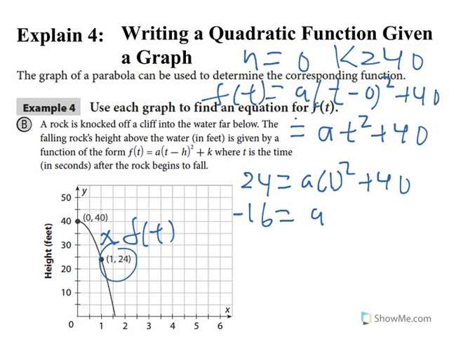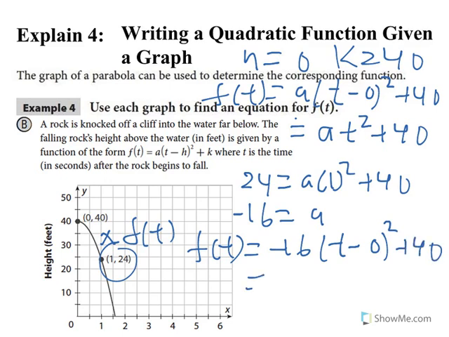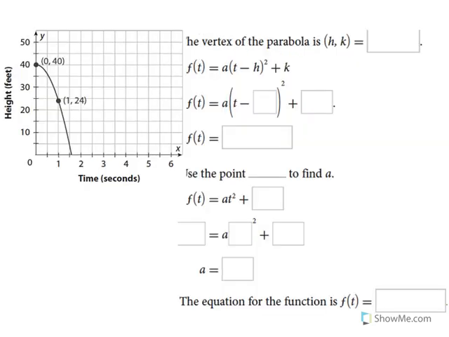So then our equation f of t equal to negative 16 times t minus 0 squared plus 40, and then shorten it. Simplify this to negative 16t squared plus 40. And we're expecting the graph to turn downward, which is a negative. Okay, and this is the same step that we just went through, so we can skip that.